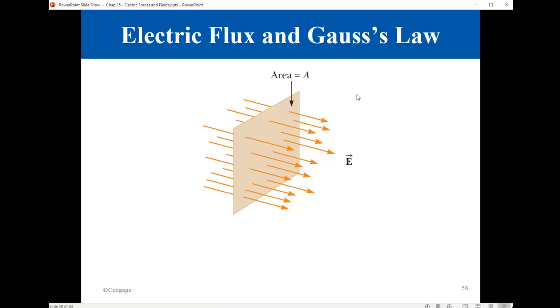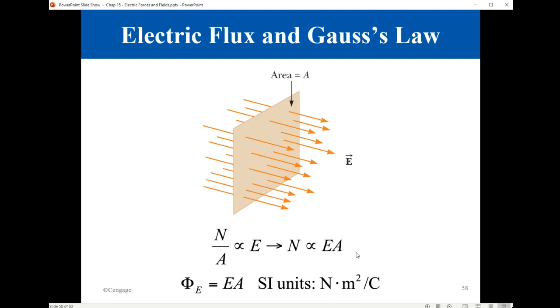We move on to another important concept, which is electric flux. We define the electric flux as the product of the area by the electric field. So here you have this area A and this field E penetrating the area. So we define the flux as EA. EA would be the number of field lines going through this area. We use the Greek letter phi for flux. So here phi E stands for the electric flux, and it is equal to EA.